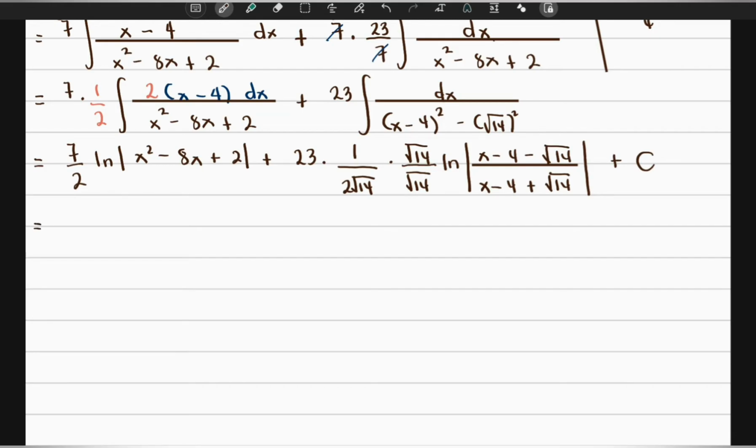Okay, simplifying further, we have 7 over 2 ln of the absolute value of x squared minus 8x plus 2 plus 23 square root of 14. Tapos sa baba, magiging 28. And then ln of sobrang haba. So, i-copy ko na lang.